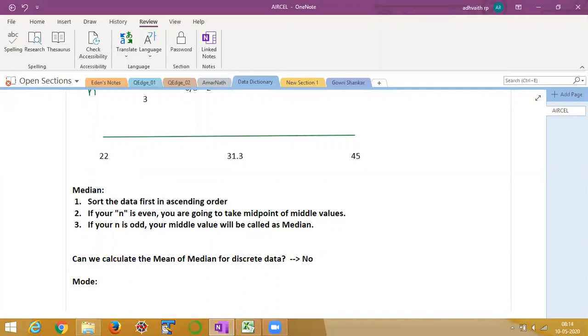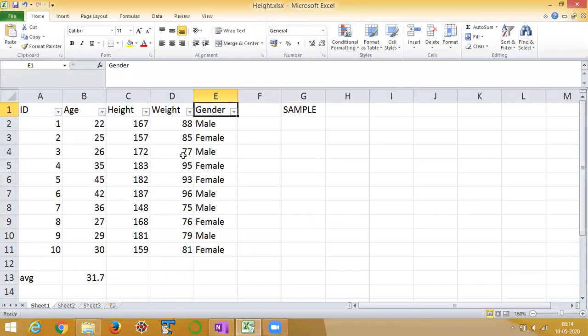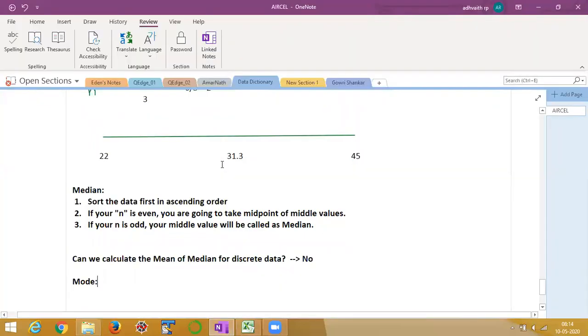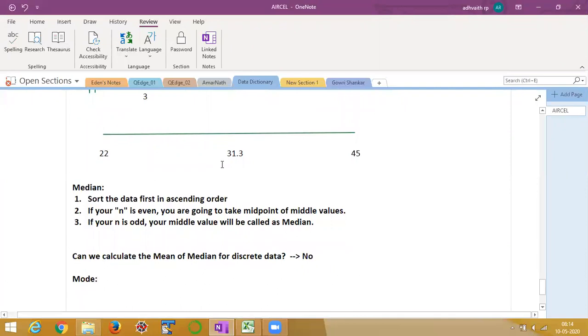Because if you want to calculate mean or median, the data should be in numerical form. Then only it will work. Otherwise, it won't work. Then how do we calculate the central value in discrete variable kind of data? In such cases, we will use what is called mode.